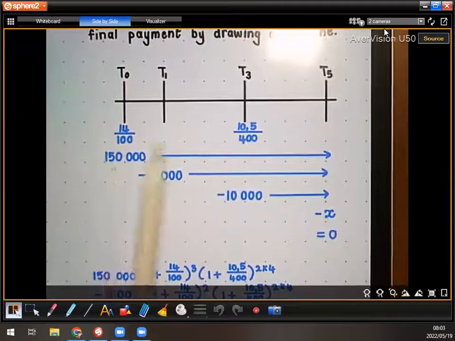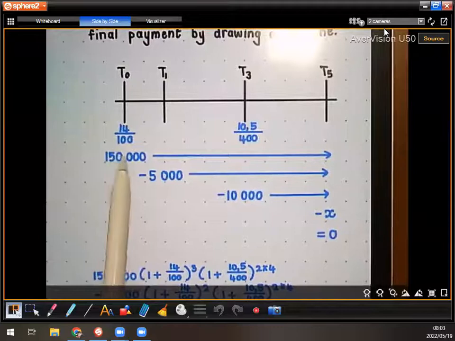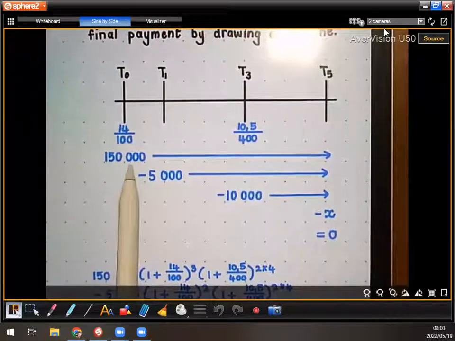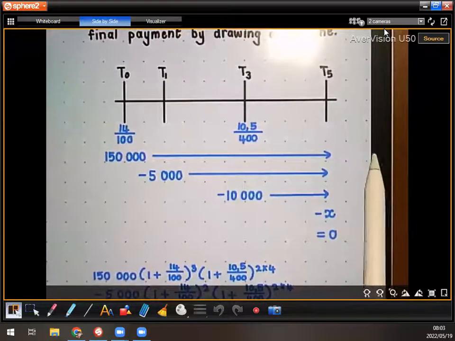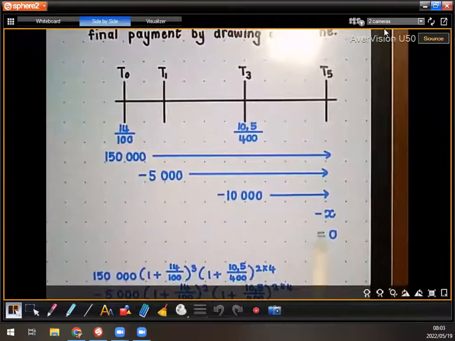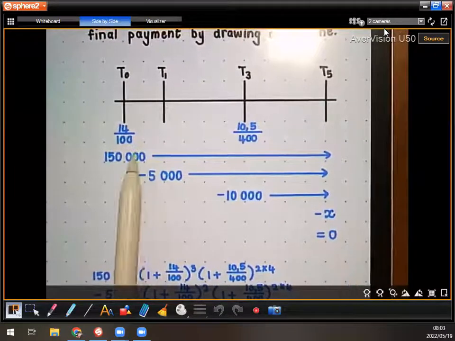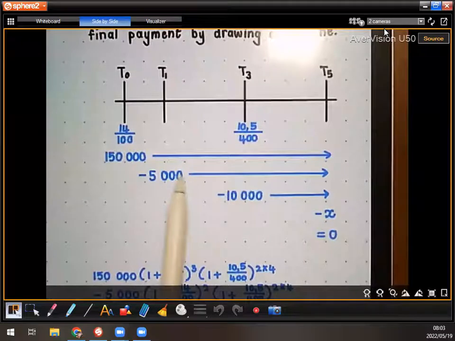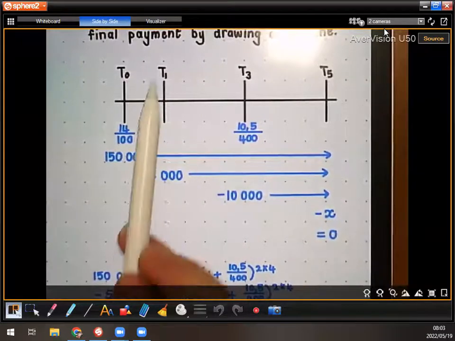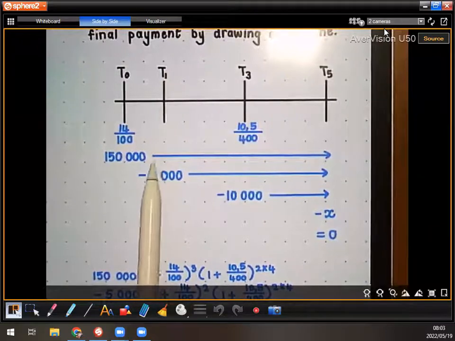But they said that he took out a loan for 150,000, so that is his T0 amount, and we're going to take that all the way to the end. But then he made 3 payments on this loan. All 3 of those payments we have to subtract because they make the loan amount less. So 5,000 he made at the end of the first year, so that's minus 5,000.